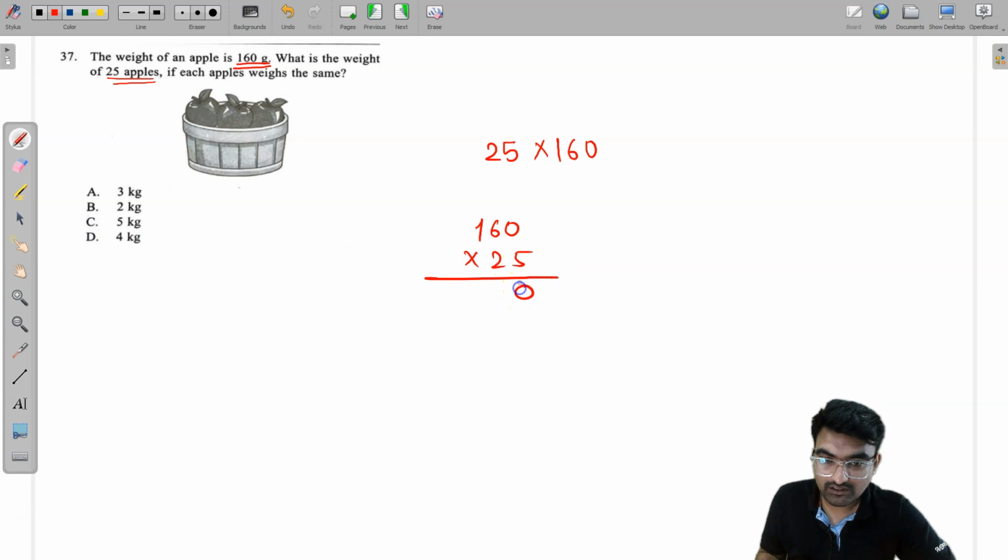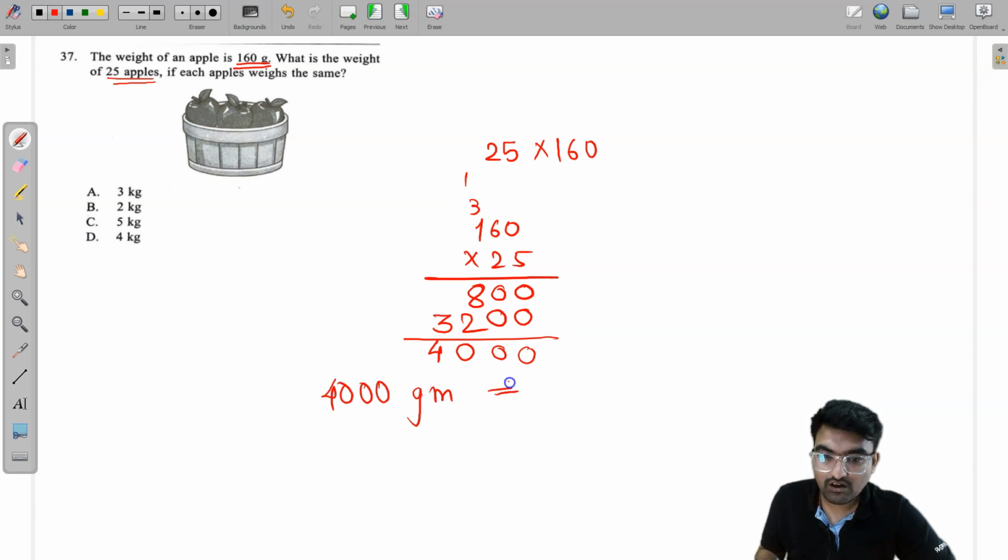5 zeros are 0. Okay, sorry, we'll go by single numbers. So 5 zeros are 0, 5 6s are 30, 0 carry 3, 5 ones are 5 and 3 8, again 0, 2 zeros are 0, 6 twos are 12, 2 carry 1, 2 ones are 2 and 3. So we get 0 0 0 4. So we get 4000 grams as answer, or it can be converted as 4 kgs. Correct? So it's option number D.